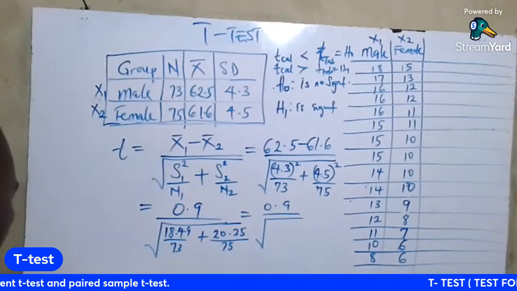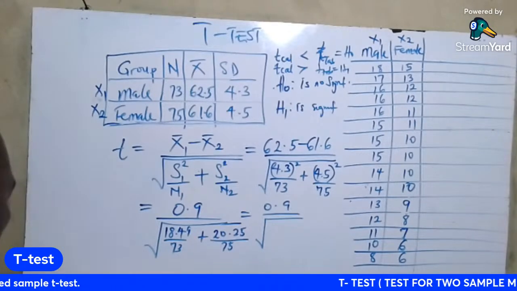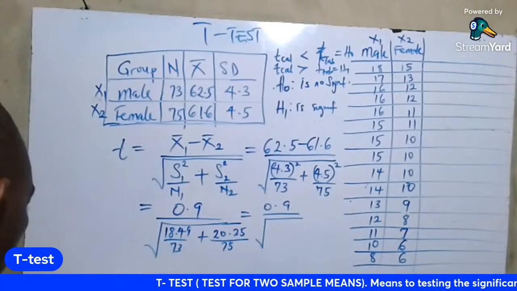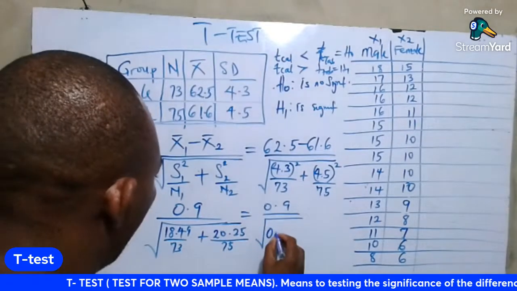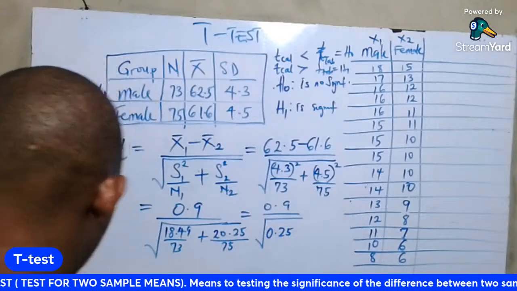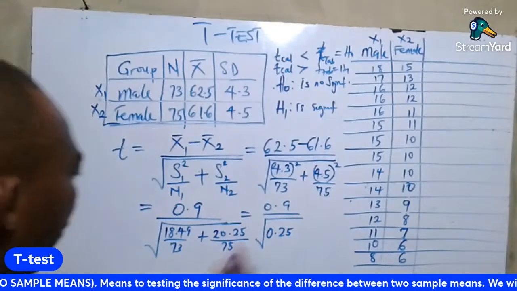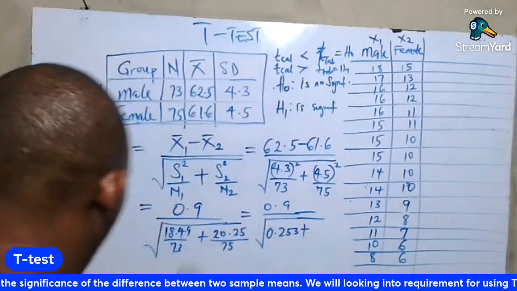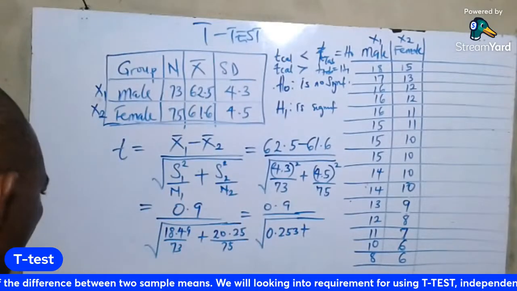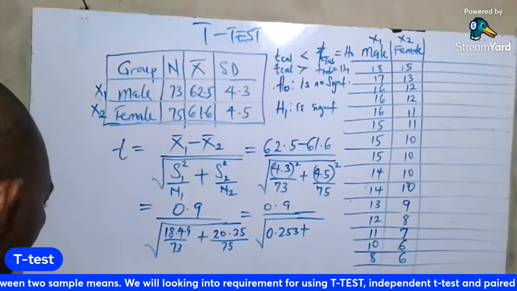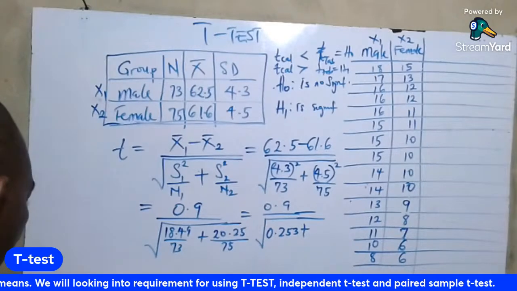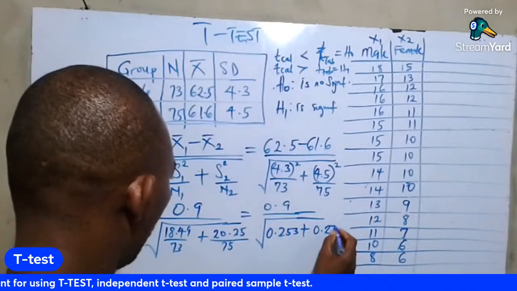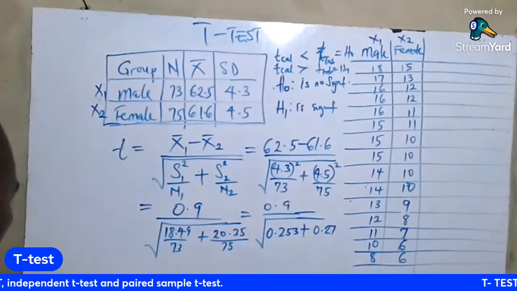So when you divide 18.49 by 73, that will give me 0.25. That will give me 0.253. Then I'm going to add the second one, which is 20.25 to be divided by 75. And that will give me 0.2 what? 27. That will give me 0.27.